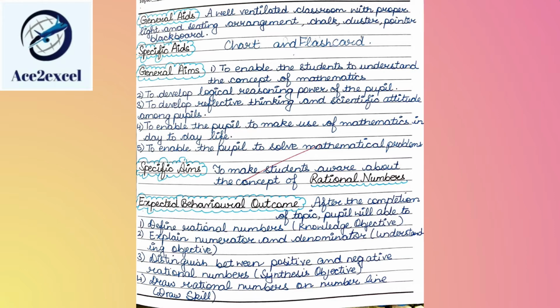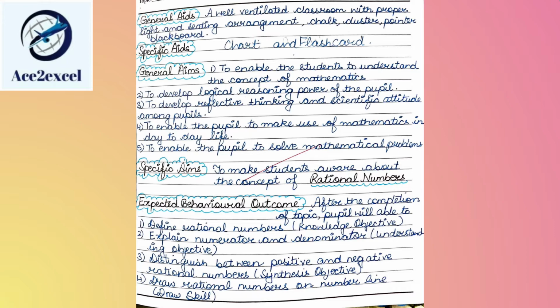Today we will be dealing with Maths Lesson Plan 1 on rational numbers. For this, general aids are our classroom, chalk, duster, pointer. Specific aids are flashcards and charts which can be used in mathematics. We'll talk about general aims.